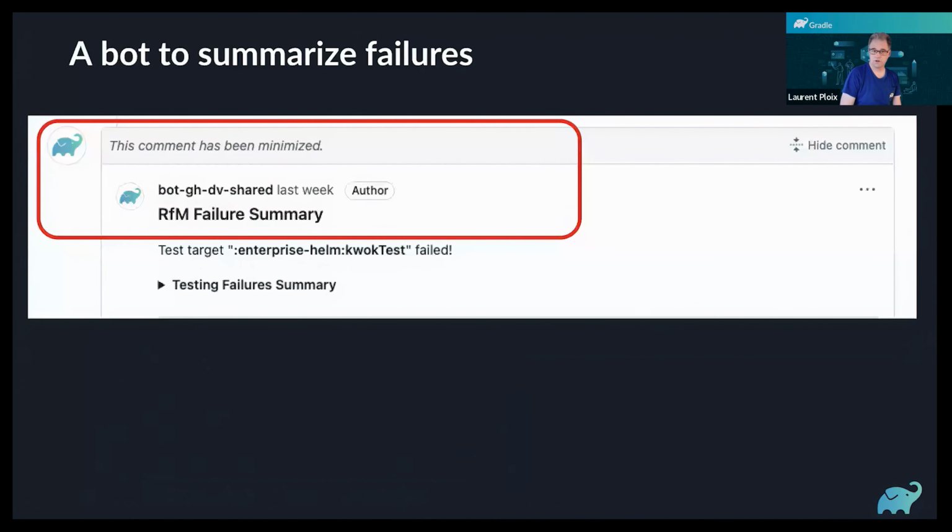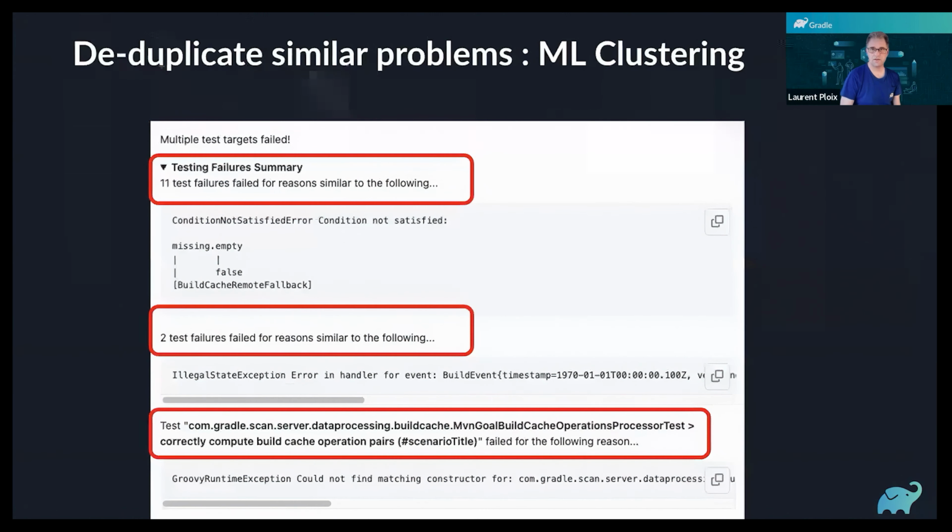So first, you can see here, that's actually a bot in GitHub that produces this failure summary. It will cluster problems, and I'm going to show you how. It takes, as I mentioned, all the build scans from the pull request, looks into all the problems there were in all the builds, and clusters the issues. And it looks like that. In this case, we have 14 failures, but really, we have three groups. One group of 11, one group of 2, and one single test, which is isolated.